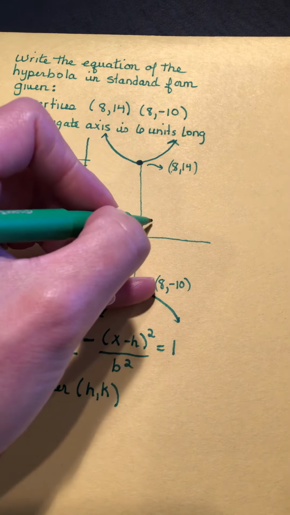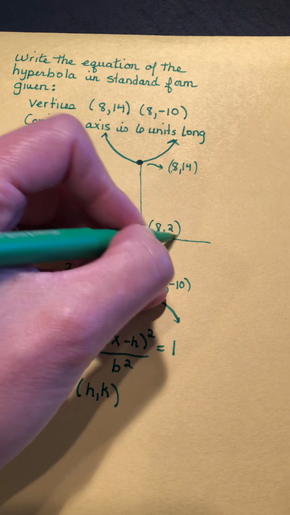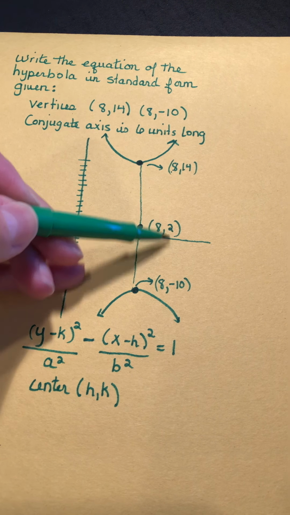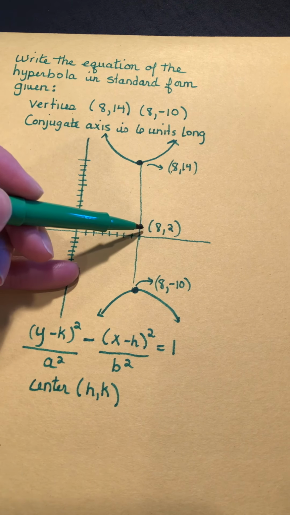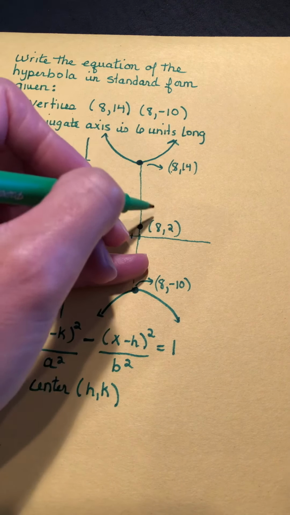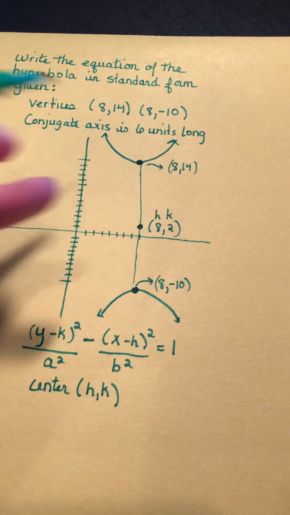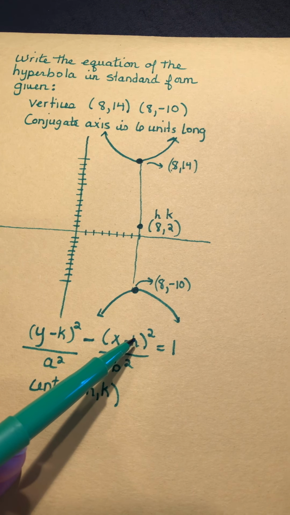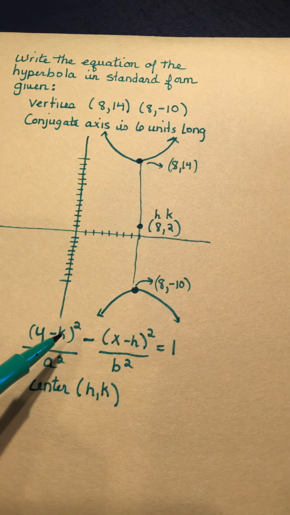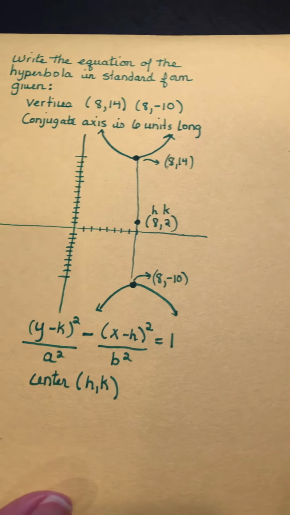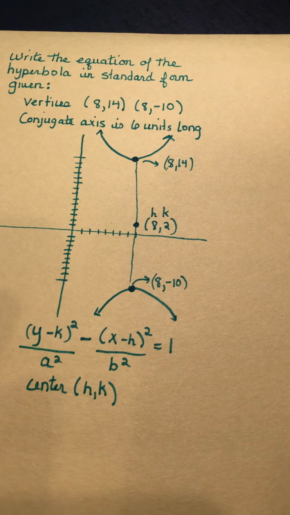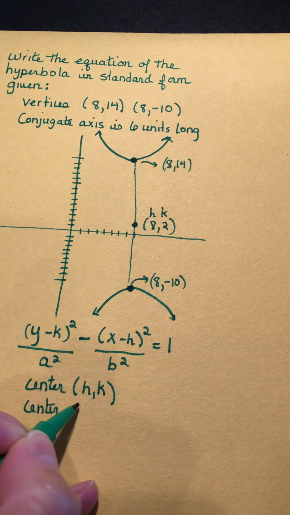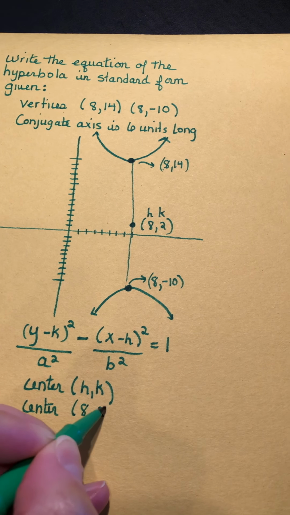Let's make sure we agree with that. 14 and 2 are 12 units apart. 2 and -10 are 12 units apart. So my center must be at (8, 2), and I know my center is (h, k). That means I can fill in h to be 8 and k to be 2. I'll wait a second to fill that in, and then we'll do it all at once. So this is going to be (8, 2).